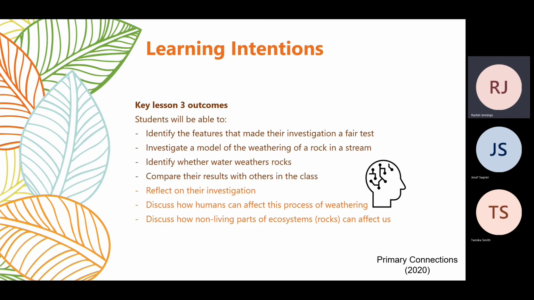So here are some of our key learning intentions for lesson 3. Students will be able to identify the features that made their investigation a fair test, investigate a model of weathering of a rock in a stream, identify whether water weathers rocks, compare their results with others in the class, reflect on their investigation, discuss how humans can affect this process of weathering, and discuss how non-living parts of ecosystems, such as rocks, can affect us.